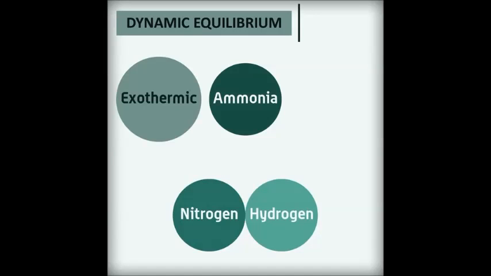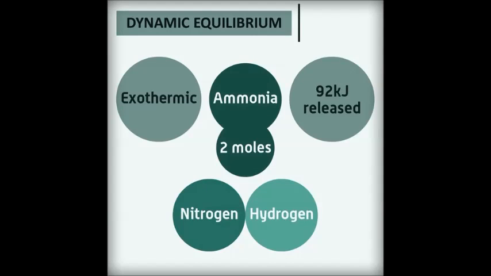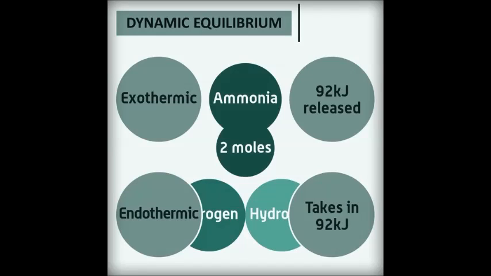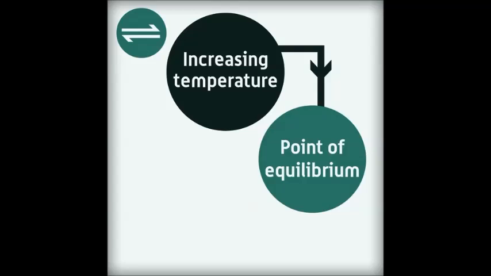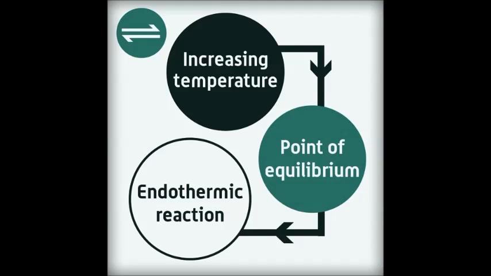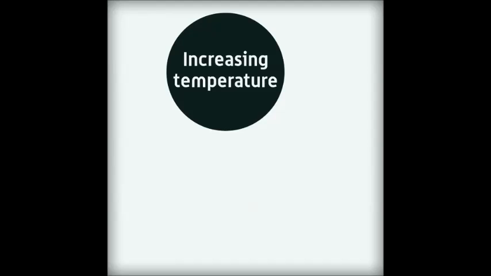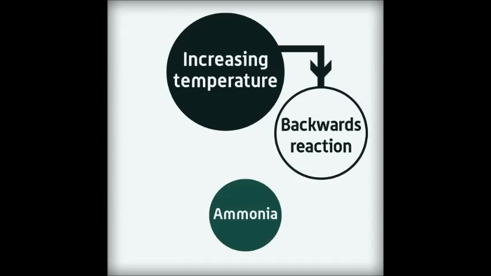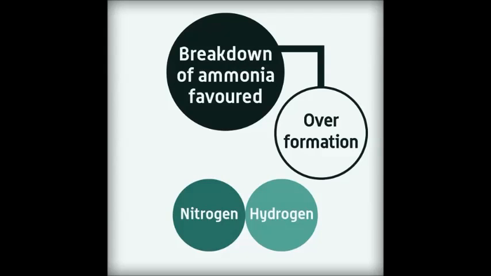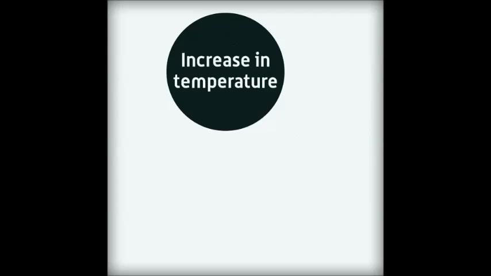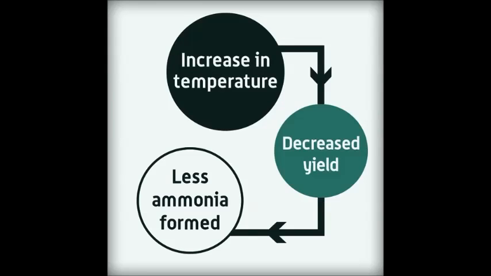The forward reaction is exothermic. When 2 moles of ammonia are made, 92 kilojoules of energy are released to the surroundings. The backward reaction is endothermic and takes in 92 kilojoules of energy from the surroundings. In general, for a reversible reaction, increasing the temperature moves the position of equilibrium in the direction of the endothermic reaction. For the Haber process, increasing the temperature moves the position of equilibrium in the direction of the backward reaction. This means that the breakdown of ammonia would be favoured over the formation of ammonia. Therefore, increasing the temperature would decrease the yield and less ammonia would be formed.